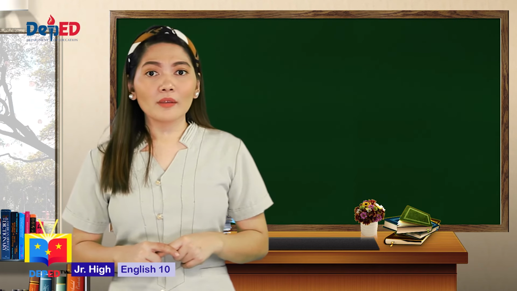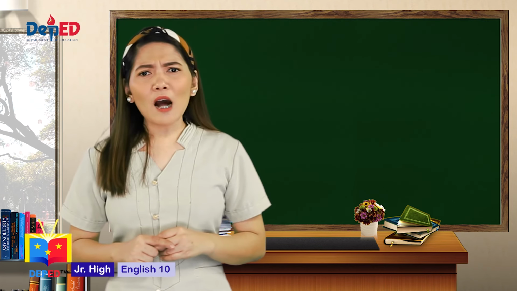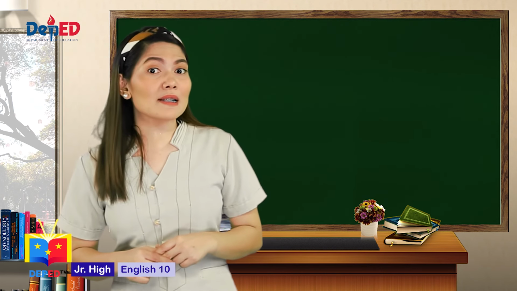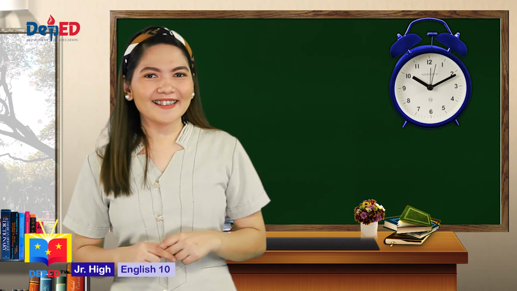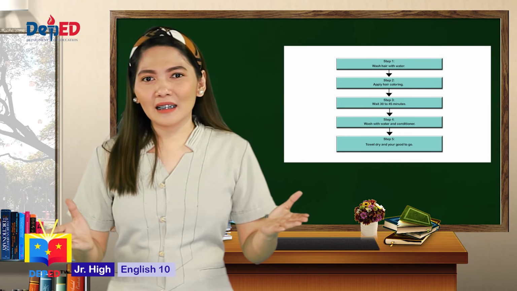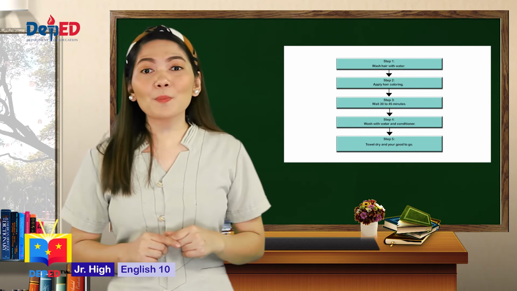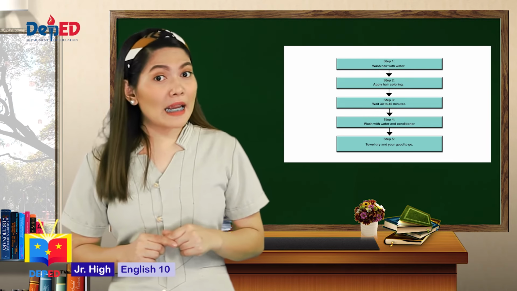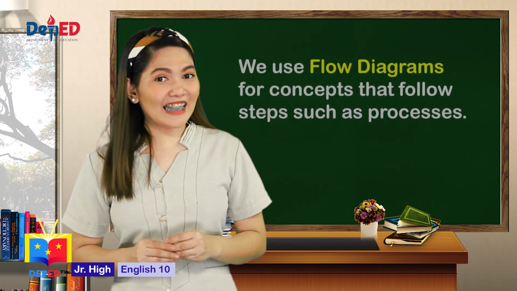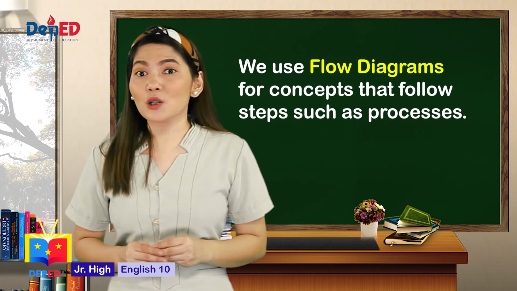Number 4, Michelle wants to teach her sister how to dye her hair at home. How could she do this if she wants to specify the treatment procedures to her sister easily? Good going! Flow diagram. Michelle could use a flow diagram to specify the treatment procedures. Take note of that word, procedures, on how to color hair at home. Again, we use flow diagrams for concepts that follow steps such as processes.